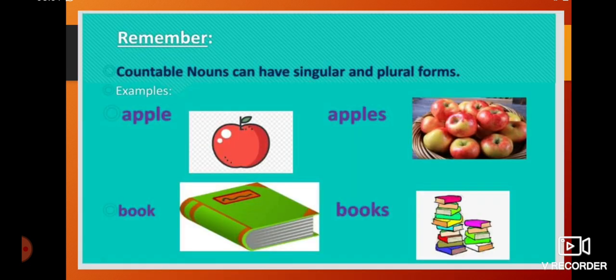Now we have to learn a few basic things related to countable nouns. Countable nouns can have singular and plural forms. In my previous video, I also discussed number. In English, there are 2 numbers, singular number and plural number. When one thing or person is spoken of, the noun is singular. When more than one thing is spoken of, the noun is plural. So only countable nouns can have singular and plural forms. For example, apple, apples, book, books.